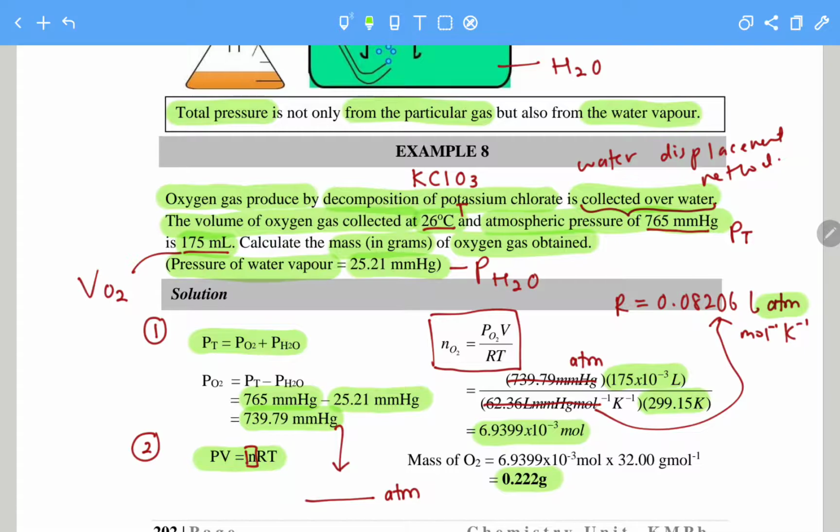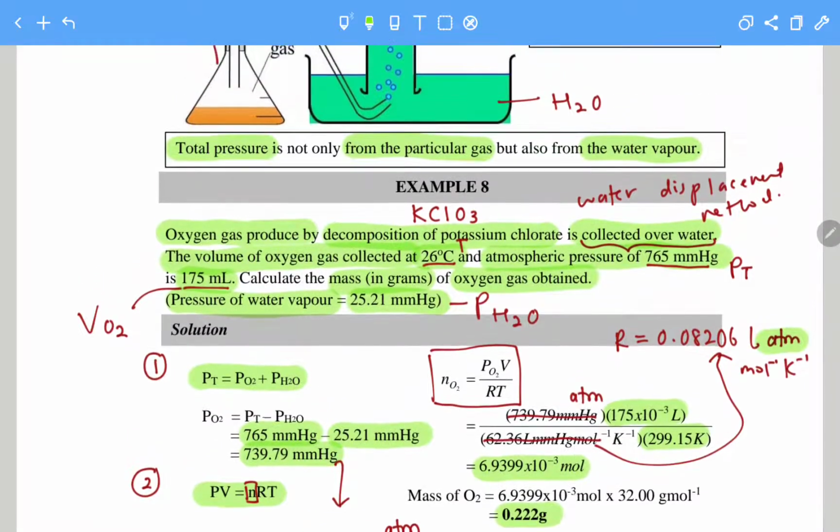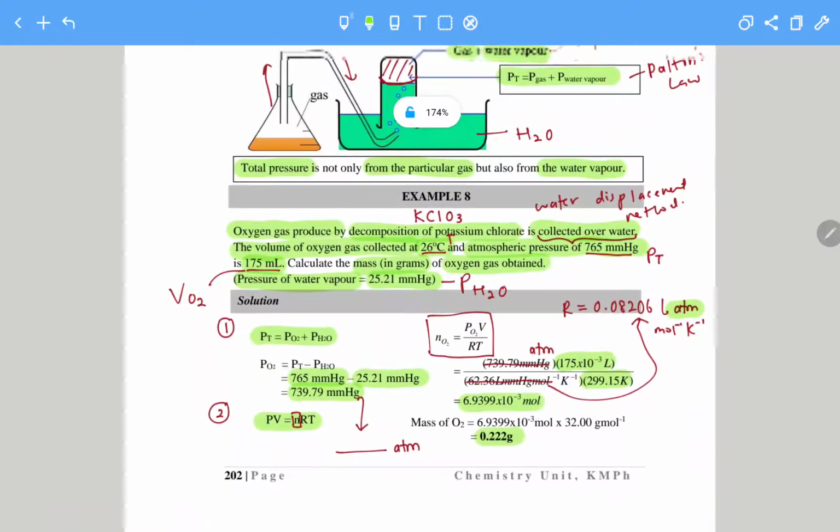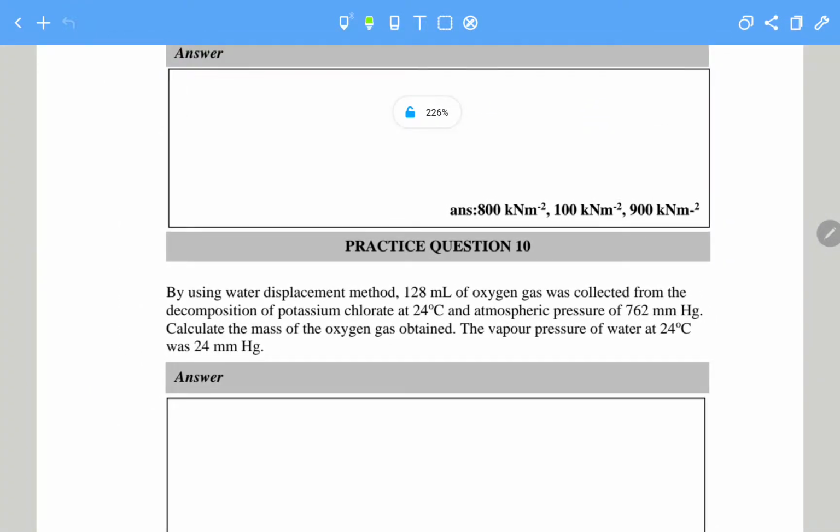Right, so if you can understand example 8, okay, you guys continue with practice question 10. So practice question 10, by using the water displacement method. Okay, so 128 ml of oxygen gas. So this one also produces oxygen gas. 128 ml is the volume of oxygen gas collected from the decomposition of potassium chlorate, at 24 degrees Celsius. This is the temperature. And atmospheric pressure of 762 mm Hg. So this is the temperature and this is the total pressure.